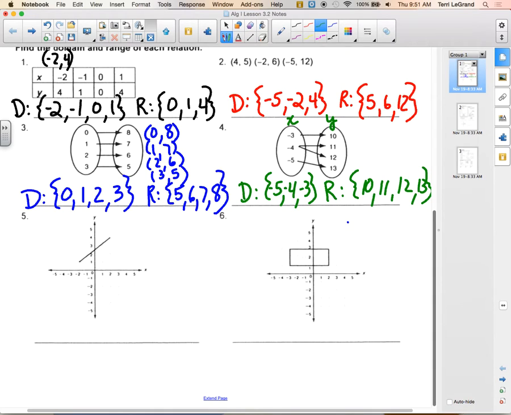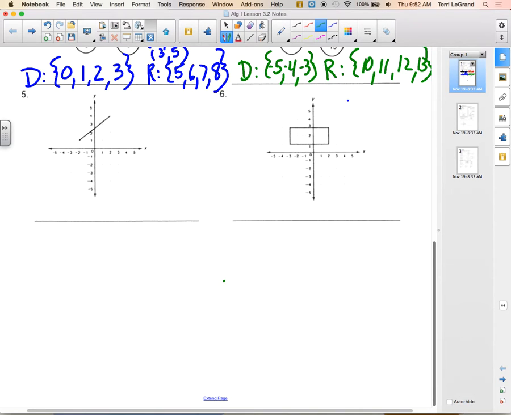Tell me, how many ordered pairs are there in this relation? 4. There are 4 of them. We happen to have an x value that has 2 different y values. So we have ordered pair -4, 11 and ordered pair -4, 12. So we actually have 4 ordered pairs, but again, we don't repeat those x's in our domain. Okay, anybody have any questions about that? Here are the trickier ones coming up.